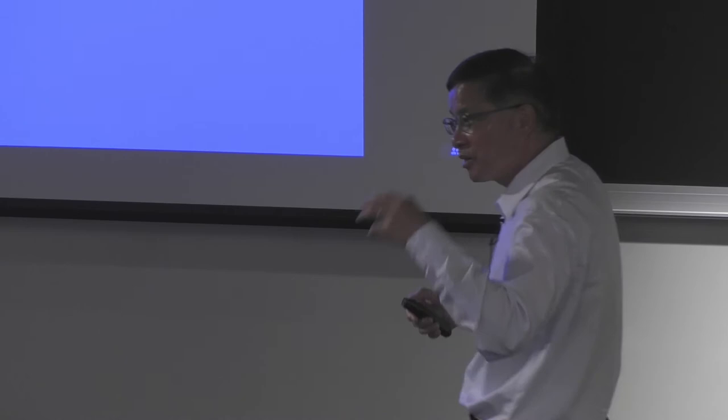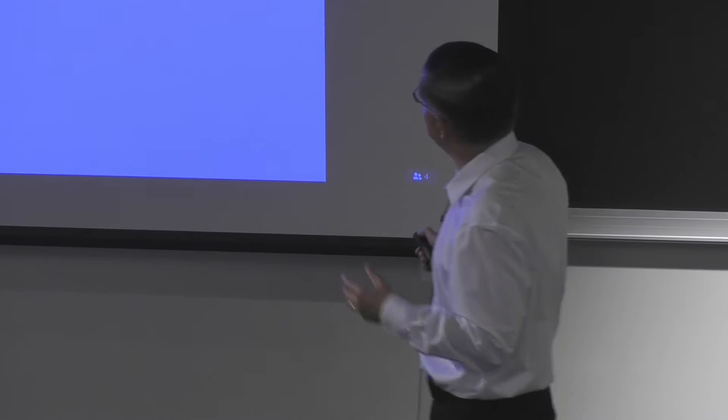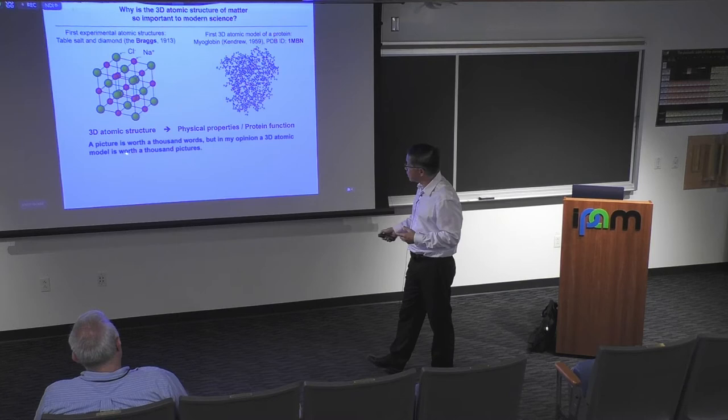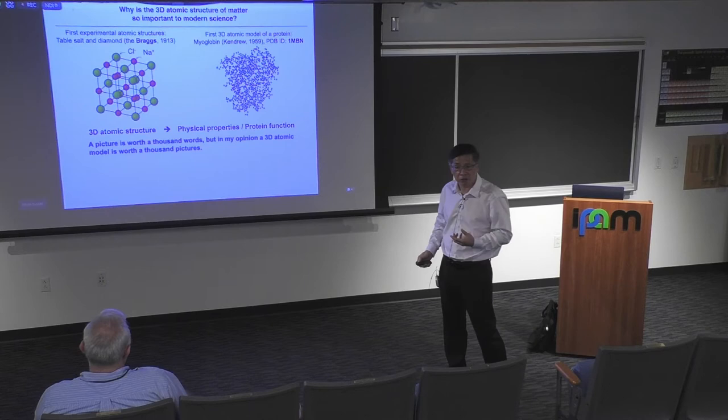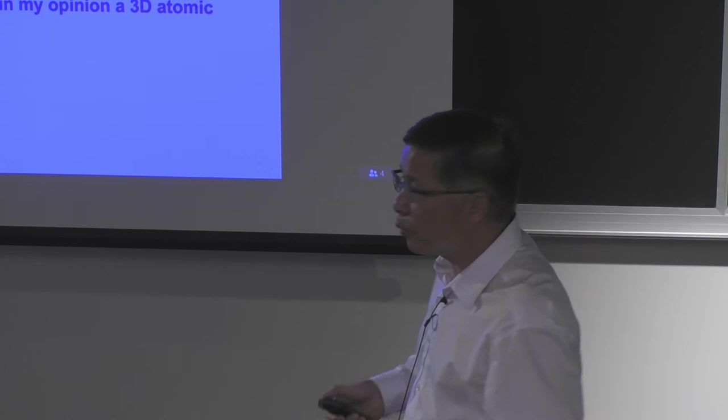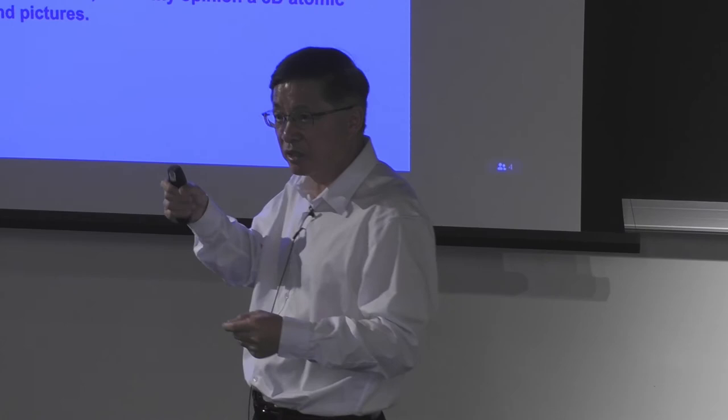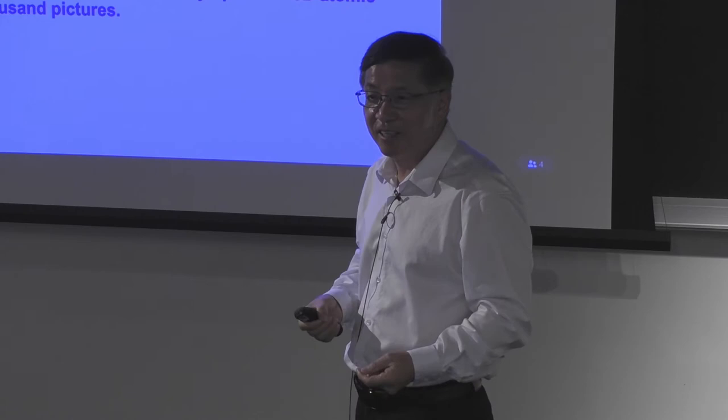This is actually the first 3D atomic structure. And this is the first protein structure in the Protein Data Bank. Okay, 3D atomic structure determines the physical properties of protein functions. A picture is worth 1,000 words, right? But in my opinion, a 3D atomic model is worth 1,000 pictures. The reason is the atomic model becomes immortal. The data is here, like the Protein Data Bank. The Protein Data Bank recently played a very important role for AlphaFold, predicting protein structures. With machine learning, you have to learn. You have to have the atomic coordinates to learn from. Otherwise, they cannot know.